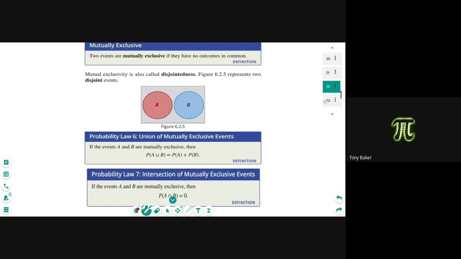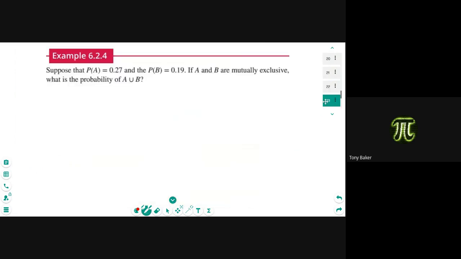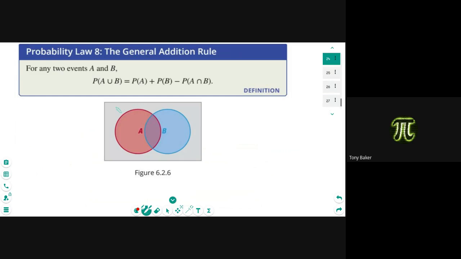Most situations are not that way. Most situations, there is some interaction between them. So in that situation, if I wanted to find the union of the probability, if I just added the probability of A and the probability of B together, I would in essence be counting this section in here twice.